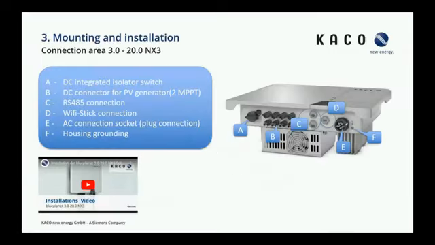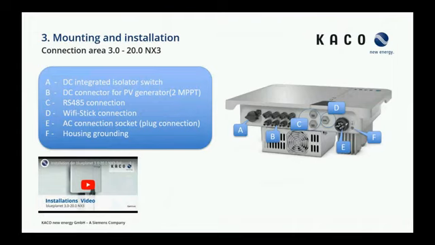So here we can see the connection area of the NX3 inverters up to 20 kilowatts. We can see again we have a DC switch on the left side. Here point B, again the DC inputs. We can see we have here 4 DC inputs on the outside, so we know this one is a 20.0 NX3 inverter for your information. Point C is the RS485 connection. This is realized with 2 RJ45 inputs.